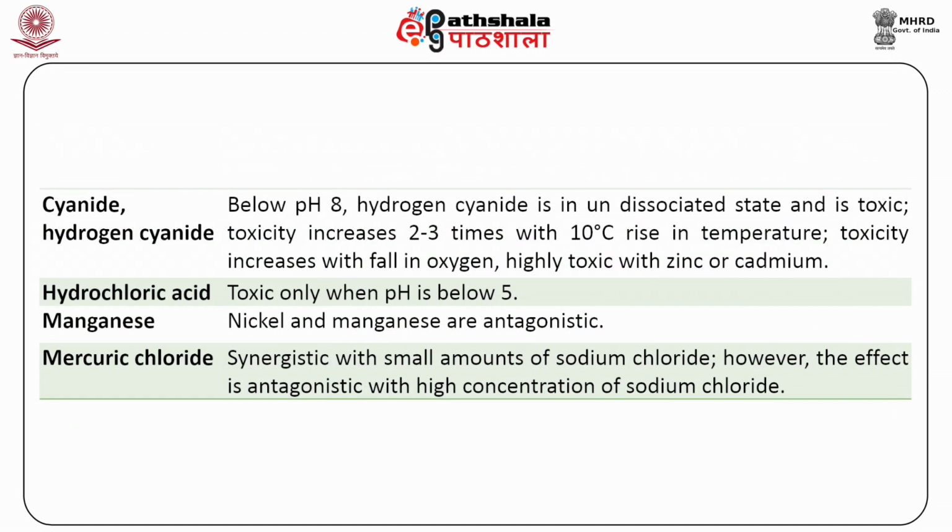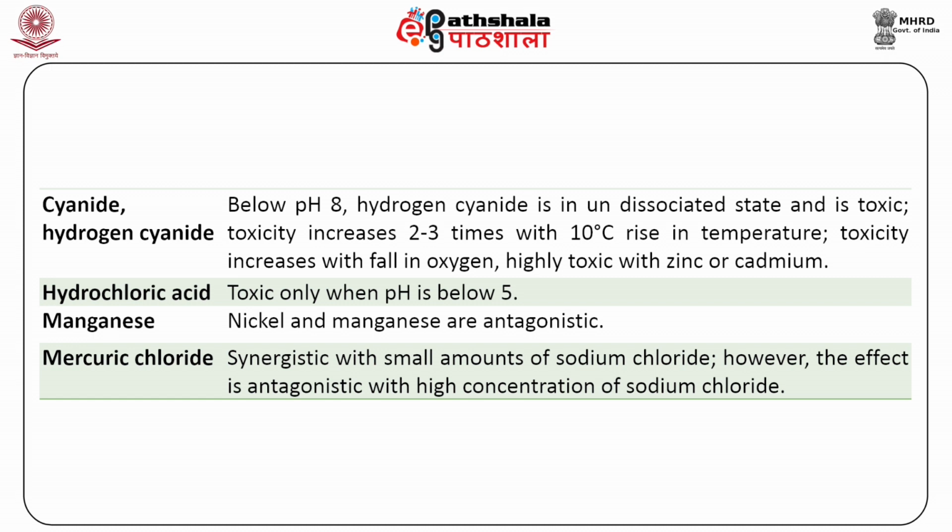Cyanide and hydrogen cyanide are toxic. Below pH 8, hydrogen cyanide is in undissociated state, and the toxicity increases 2 to 3 times with rise in temperature. Toxicity also increases with fall in oxygen, and it is highly toxic with zinc and cadmium.